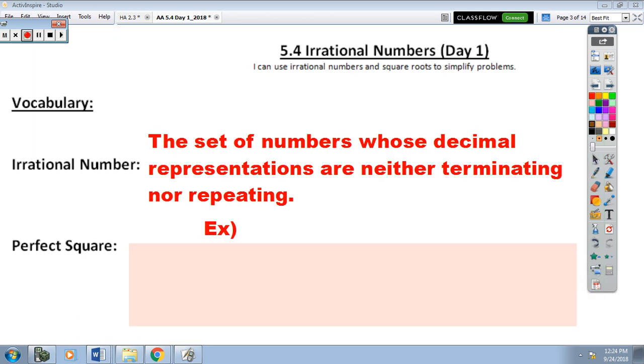Representing the set of numbers whose decimal representations are neither terminating nor repeating.